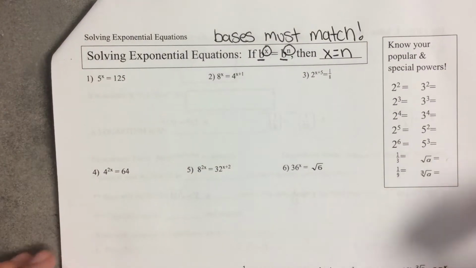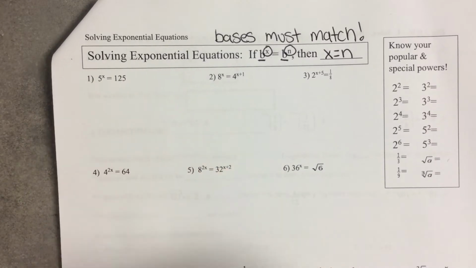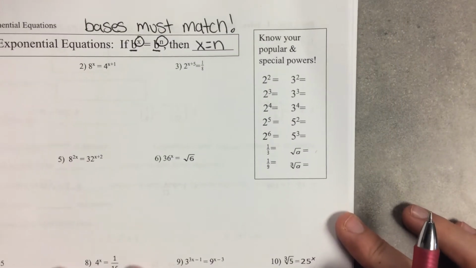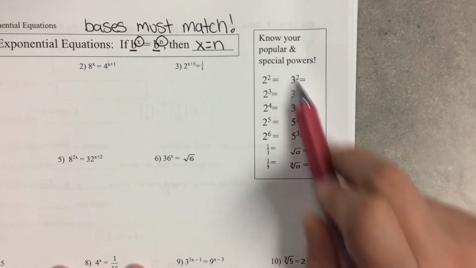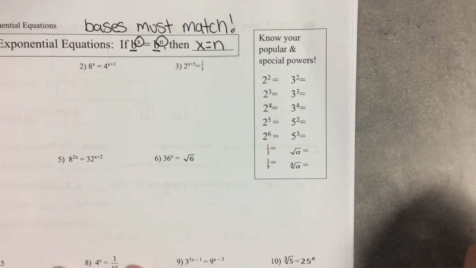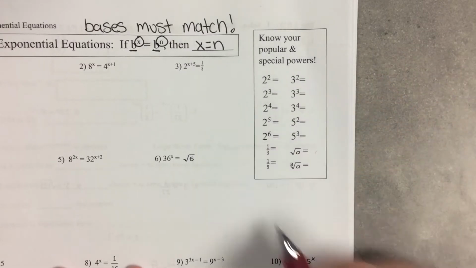So looking at these problems, not all the bases match here. Here we have a base of 5 and a base of 125. But here's the thing. We can rewrite these by thinking of our special powers. So take a look over here. Let's jog our memories a little bit and remember some of our special powers.